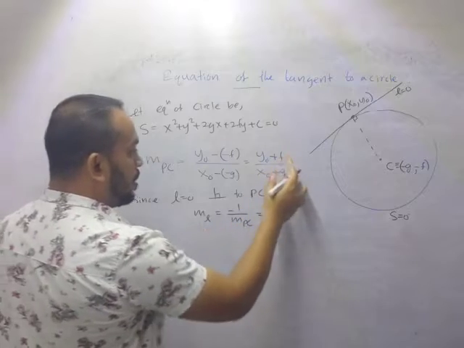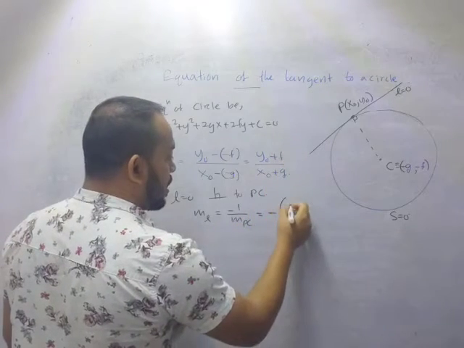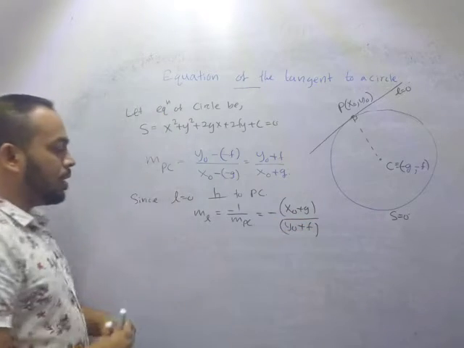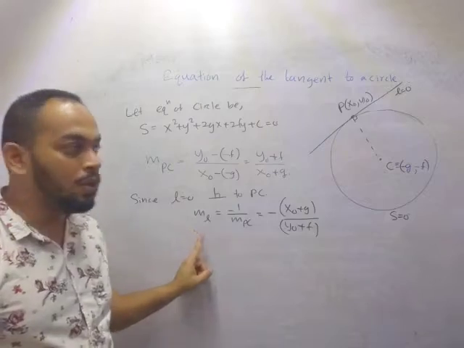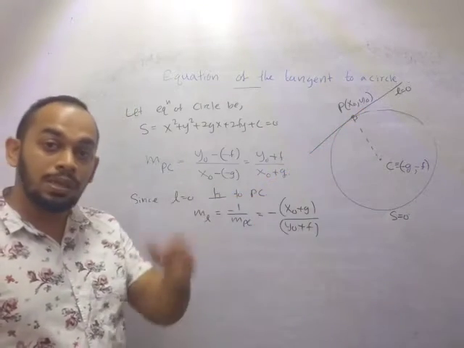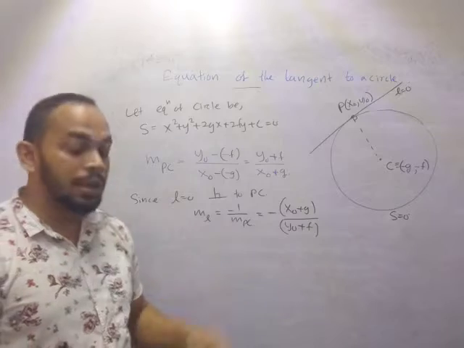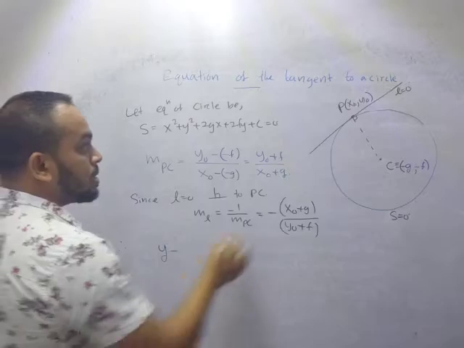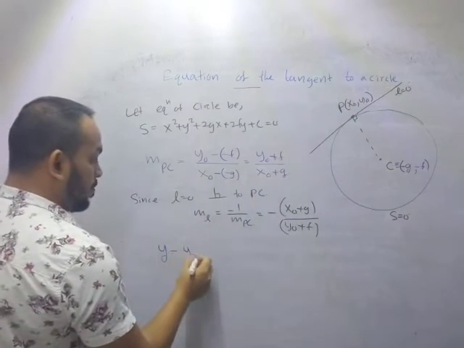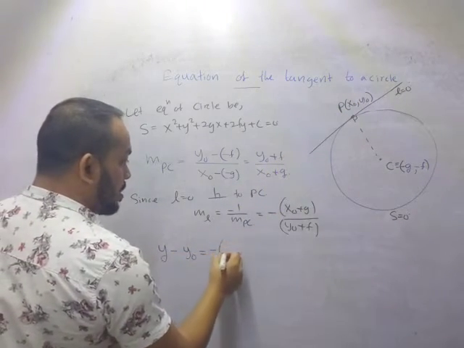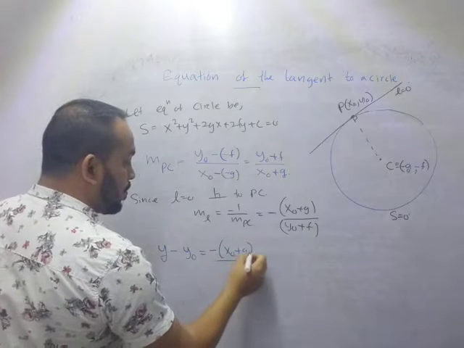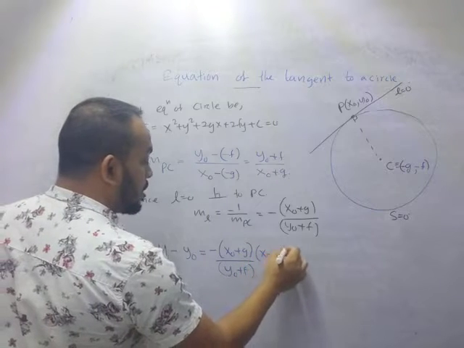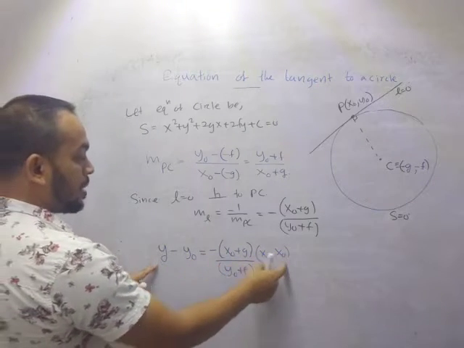So what does that tell you? You take the reciprocal and put a negative sign, so the gradient is minus (x0 plus g) over (y0 plus f). Now you know the gradient of the line as well. The gradient is known, and the point at which the tangent is drawn to the circle is known. So we can write down the equation right away. Therefore, the equation is y minus y0 equals the gradient, minus (x0 plus g) over (y0 plus f), times (x minus x0).